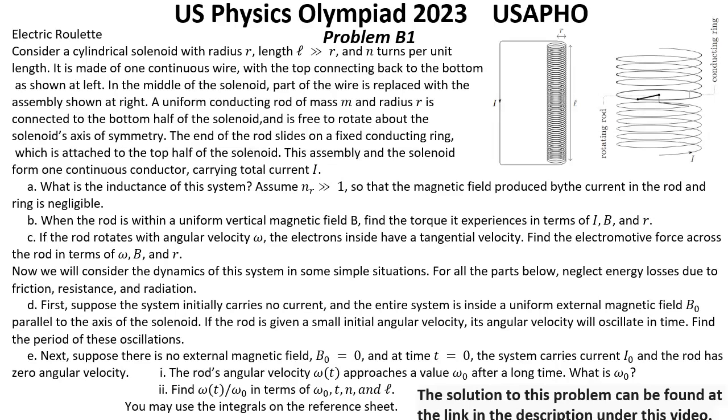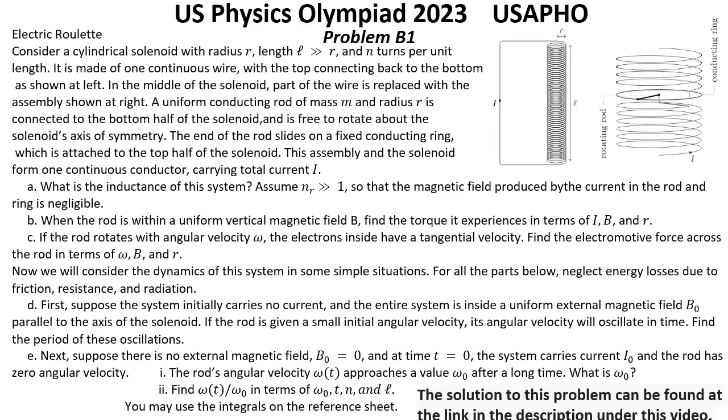Part C. If the rod rotates with angular velocity omega, the electrons inside have a tangential velocity. Find the electromotive force across the rod in terms of omega, B, and R. Now we will consider the dynamics of this system in some simple situations. For all the parts below, neglect energy losses due to friction, resistance, and radiation.